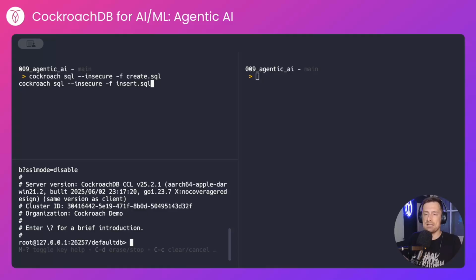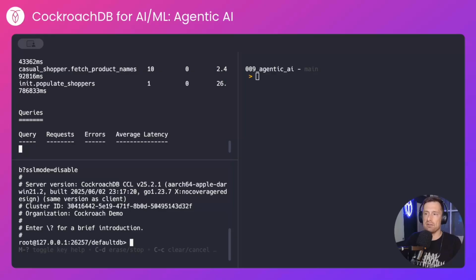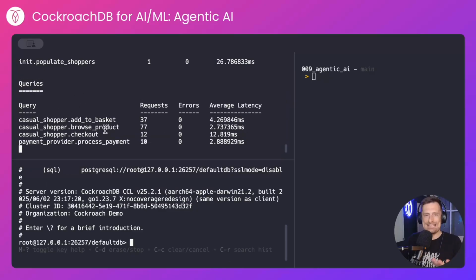I'll start CockroachDB down here, and with that running, I'll create some tables to store our products and I'll insert some data. Now I'll run a workload, and this will simulate customers in my coffee shop. So we've got customers coming in, they're adding to a basket, which is essentially just asking for products, and then they're checking out, they're paying for their coffee.